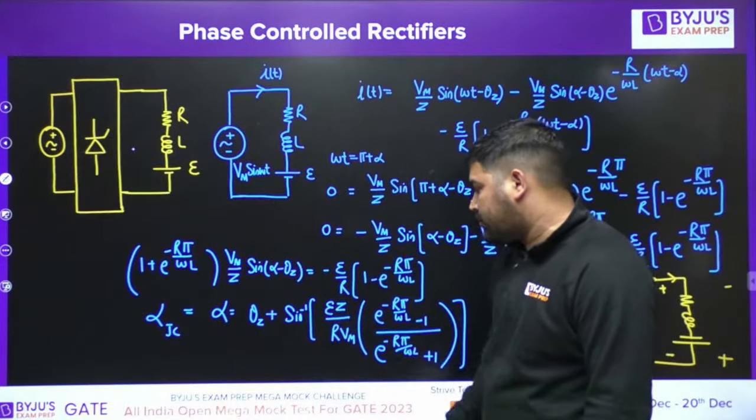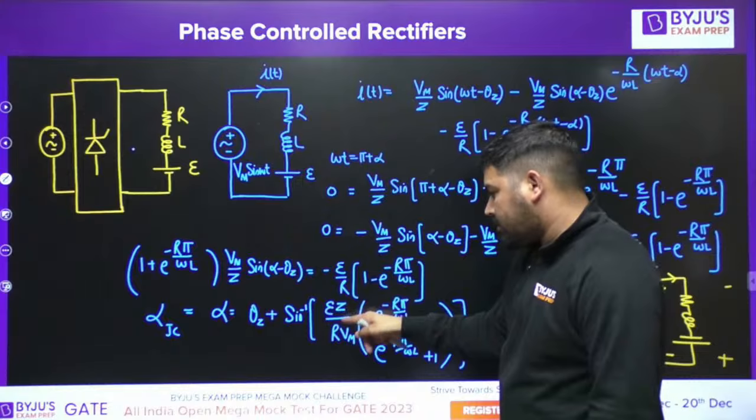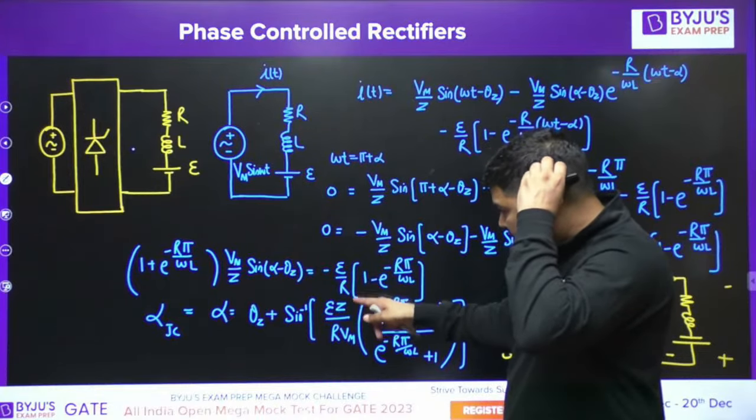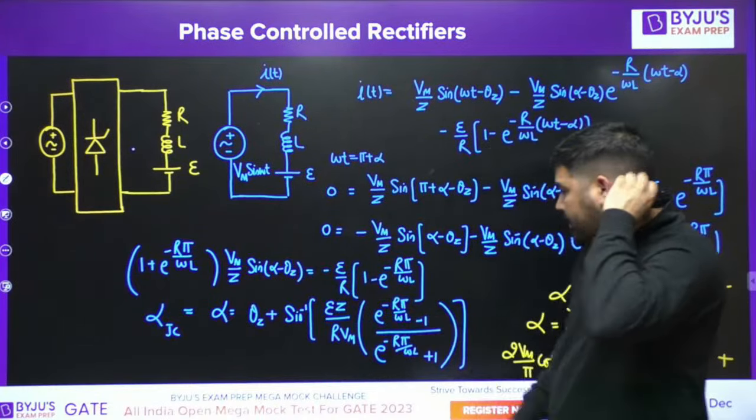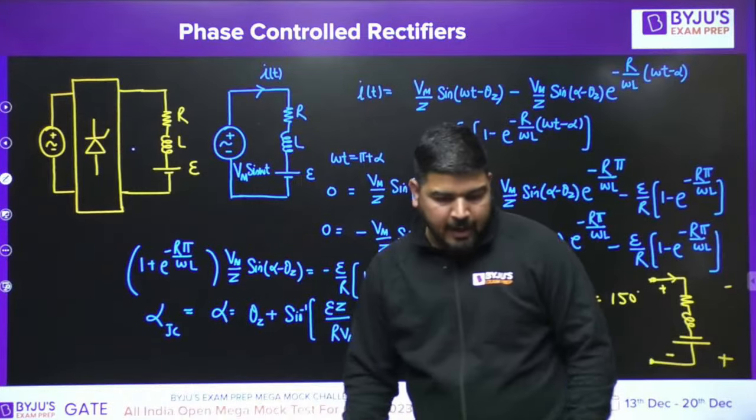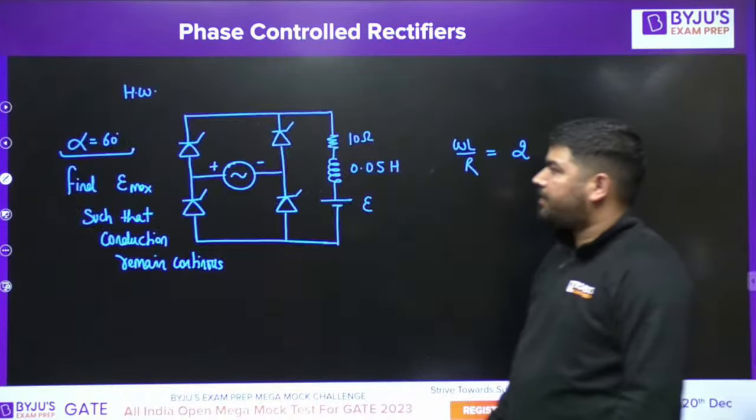So you put alpha JC equal to 60 here, okay? And theta z is tan inverse 2, and only E is unknown. You can calculate this Z also, and everything you can calculate. You just put it here and you will calculate the value of E. I think it's easy peasy.